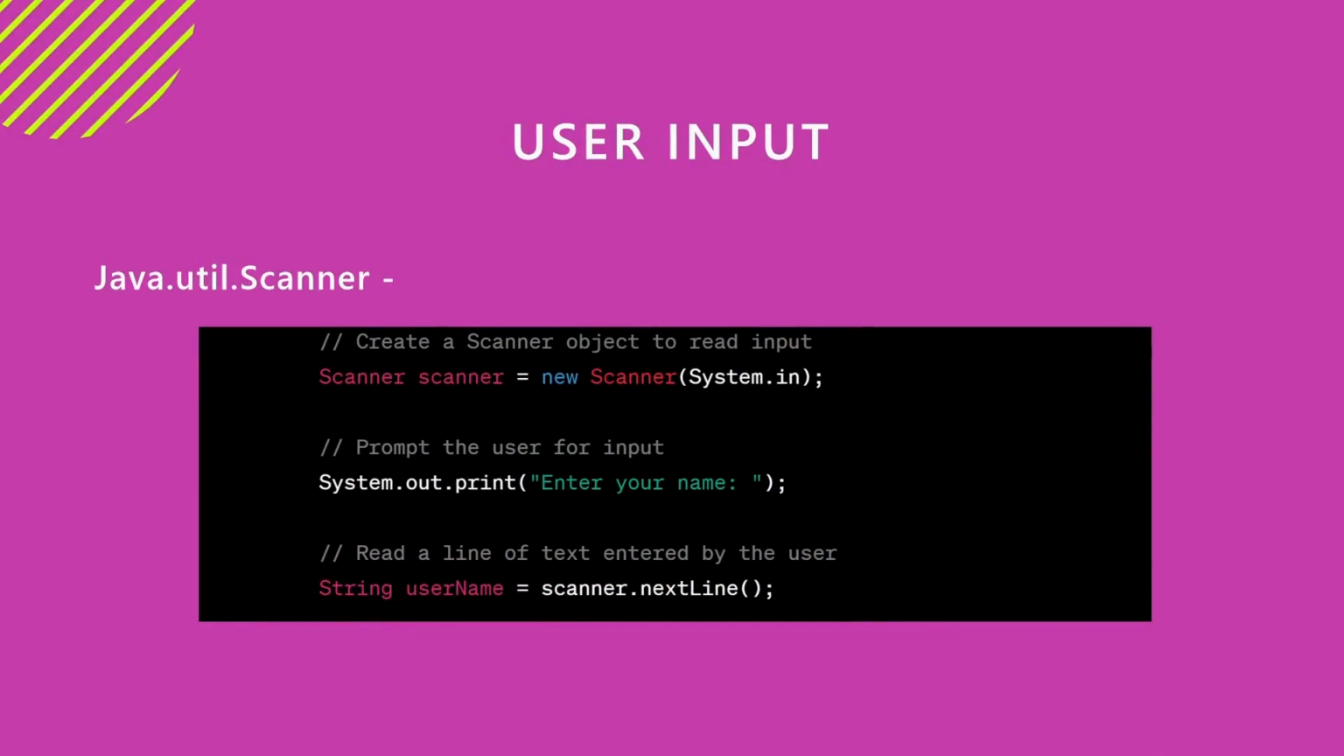In Java, you can take user input using the Scanner class, which is a part of the java.util package. In this example, we first create a Scanner object named scanner to read input from the standard input stream, System.in. We then prompt the user to enter their name using System.out.print and use scanner.nextLine to read the entire line of input. Let's try this out in IntelliJ now.